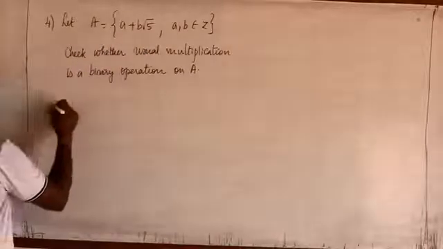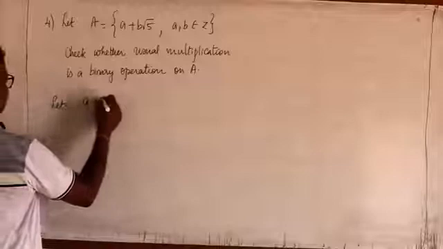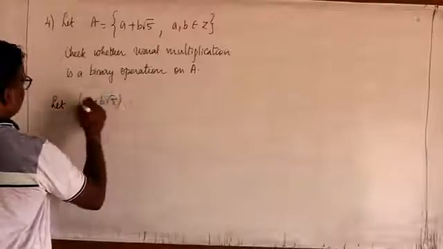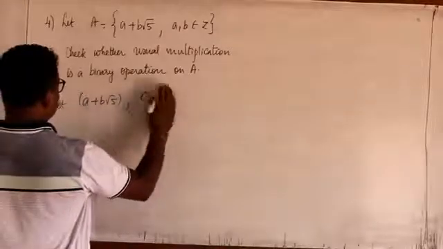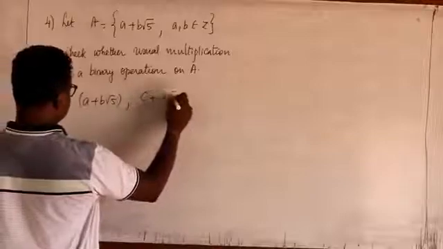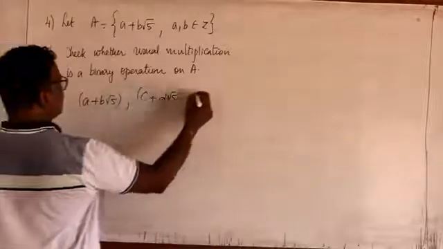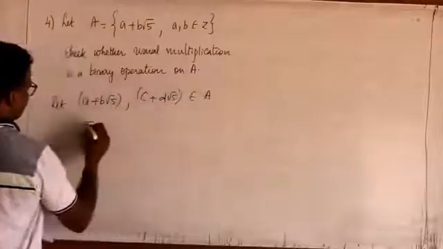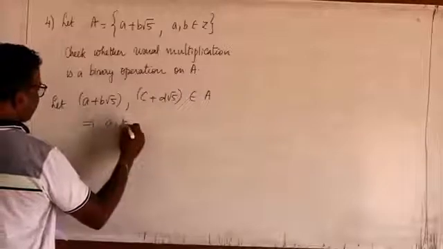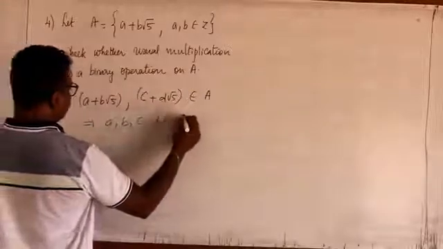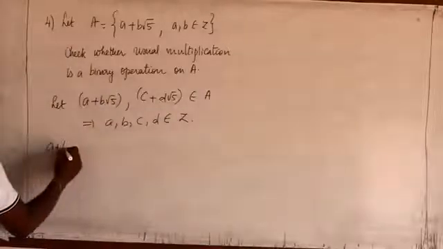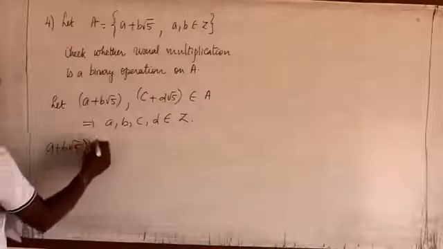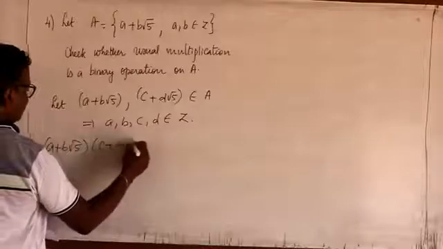Now, let me take two elements, A plus B root 5, and another element, C plus D root 5, same pattern but different elements, belonging to A. That means all these coefficients, these numbers A, B, C and D, belong to Z. Now we shall multiply A plus B root 5 into C plus D root 5.